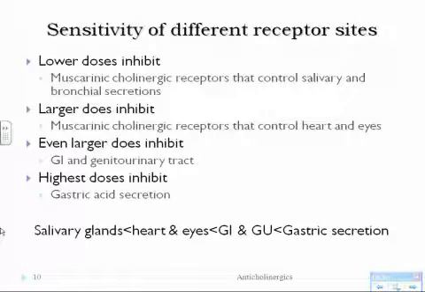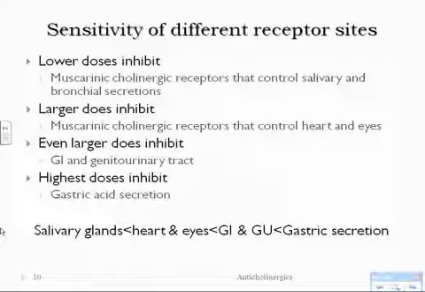Now, sensitivity of different receptor types. Lower doses tend to inhibit the muscarinic cholinergic receptors that control salivation and bronchial secretions. So when you give glycopyrrolate, atropine, and scopolamine, all of them are going to have greater salivary effects than they're going to have on the heart. They tend to be more sensitive. Larger doses will then hit the heart and the eyes. And even larger doses will then be necessary to affect the GI and the genitourinary tract.